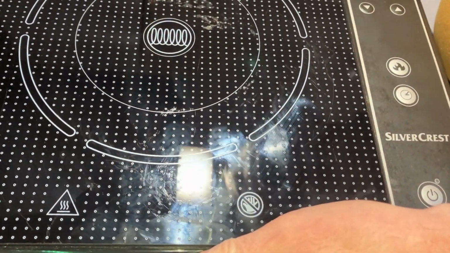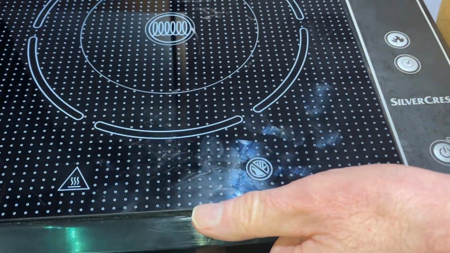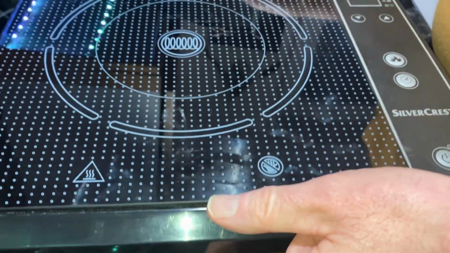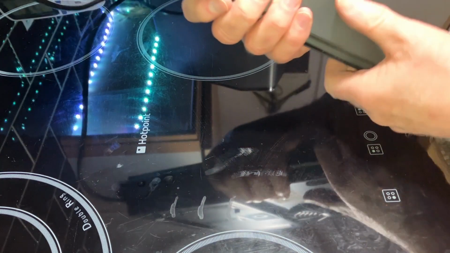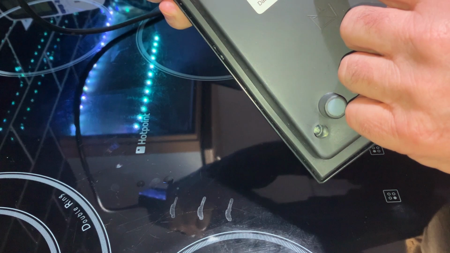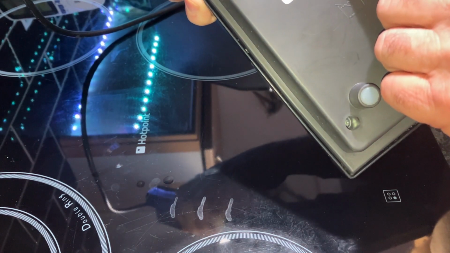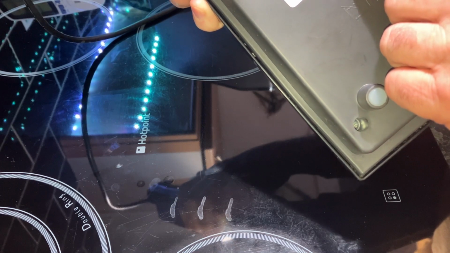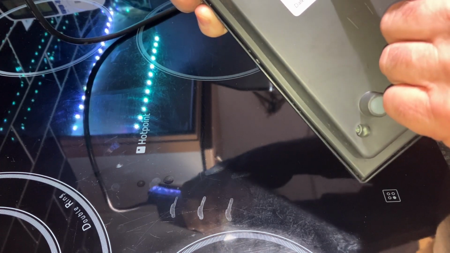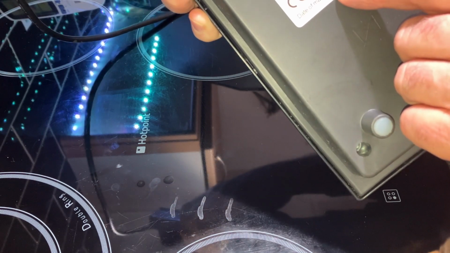Now I know these are all the rage now, aren't they? It's an induction hob. Well, I'd say we've had it so long, it must be a 15-year-old Silvercrest. Date of manufacture 7/2009. So this year it'll be 14 years old. So it's quite an old one. I know a lot of people think they're new, but we've had this a long time.